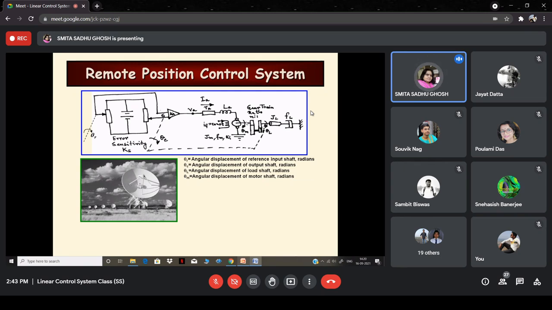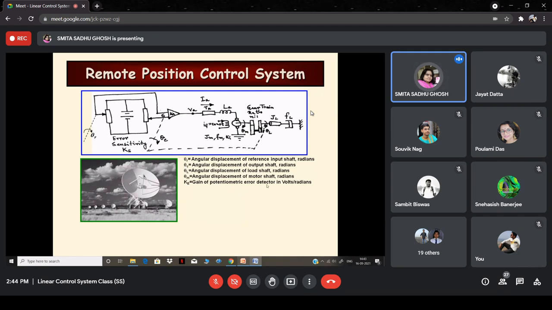Obviously now this theta M, rather this shaft, is coupled via this gear train to theta L. So there will be a ratio of conversion depending on the gear train ratio, right? So it will be a simple number by which you would have to multiply so that you can convert from theta L to theta M or vice versa.